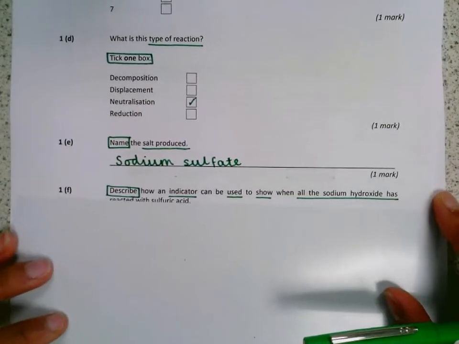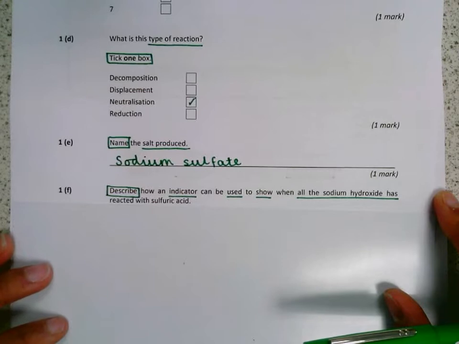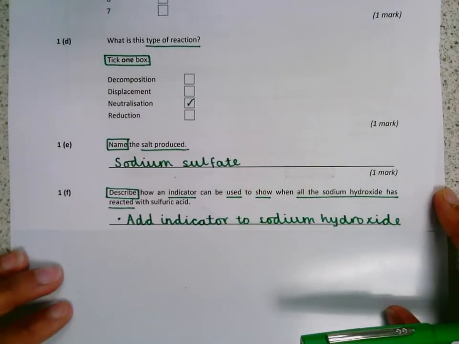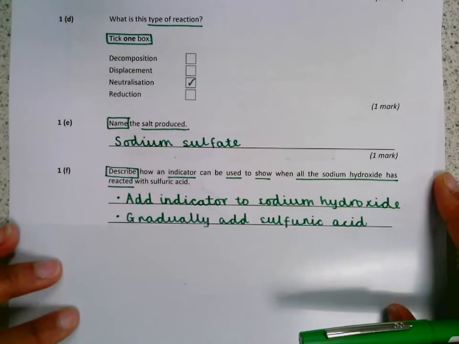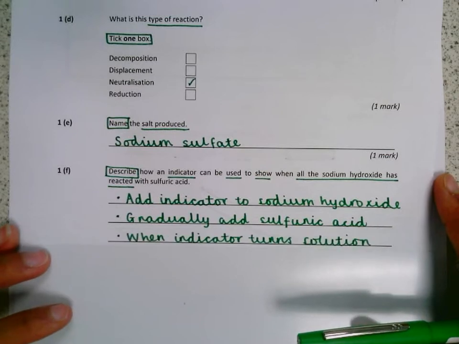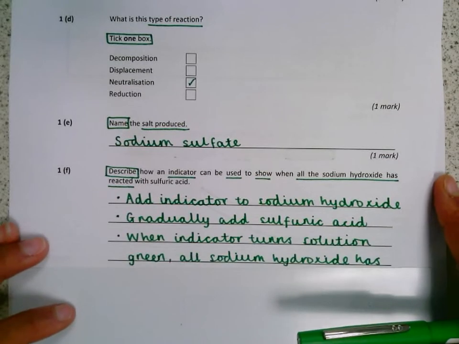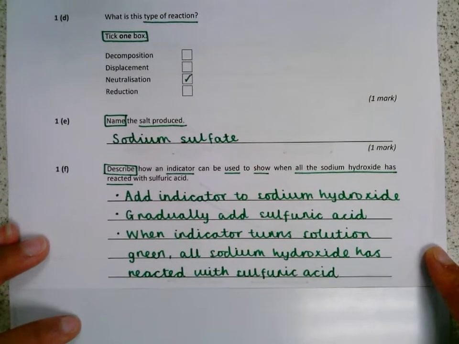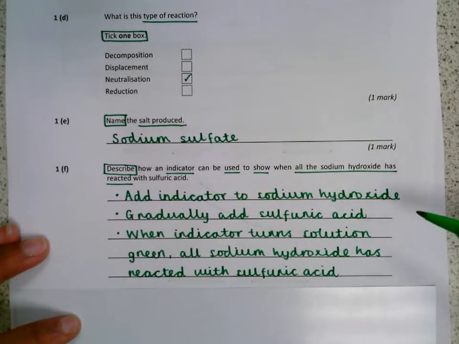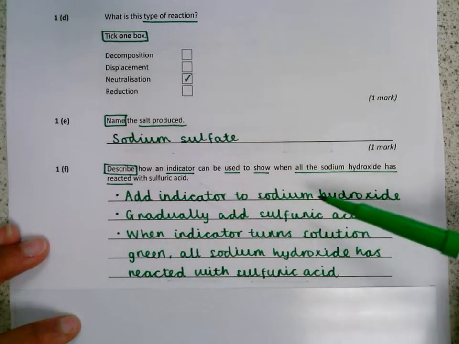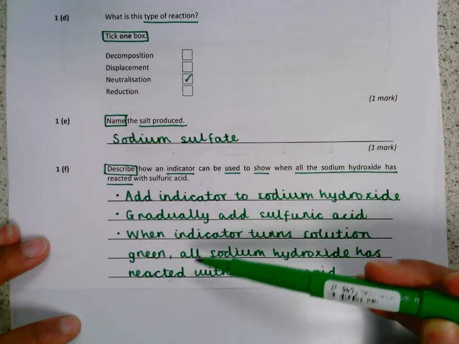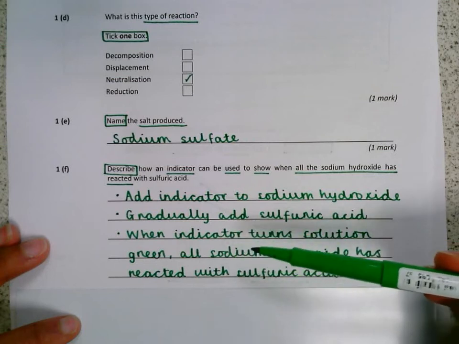Describe how an indicator can be used to show when all of the sodium hydroxide has reacted with sulfuric acid. First thing, add indicator to the sodium hydroxide, then gradually add sulfuric acid, and when the indicator turns the solution green, you know all of the sodium hydroxide has reacted with sulfuric acid. You could have done this the other way round, so add indicator to sulfuric acid, gradually add sodium hydroxide, but this point remains the same.